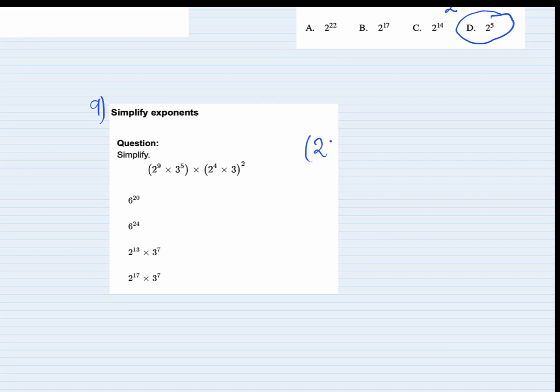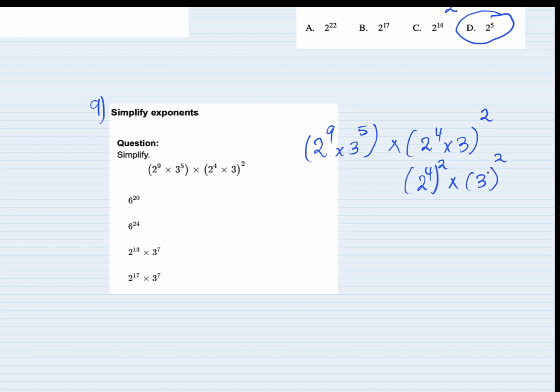So we have 2 to the 9th times 3 to the 5th times 2 to the 4th times 3, all raised to the 2nd. We're going to do this first. 2 to the 4th will get an exponent of 2 on the outside. And the 3 would get an exponent of 2 on the outside. Now this becomes the power rule, which means we're going to have to multiply. This becomes 2 raised to the 8th power times.